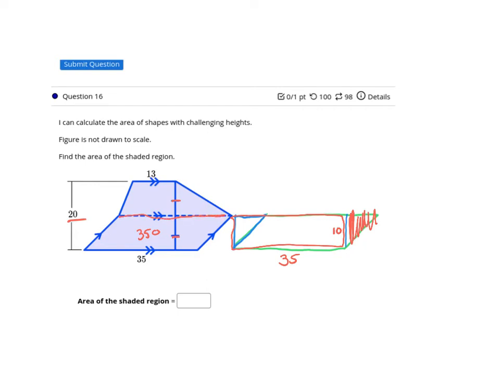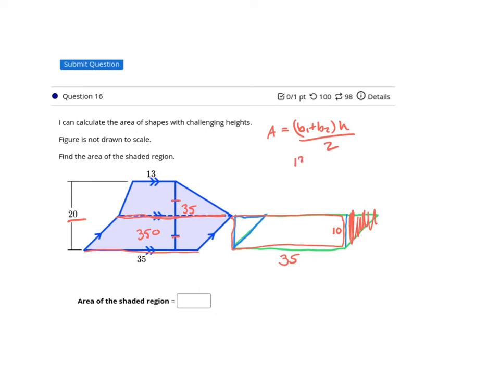Because the lines are parallel, this side is the same length as this side. So this side up here is 35 as well. So I'm just going to use the formula for the area of a trapezoid, which is base 1 plus base 2 times the height divided by 2. And again, you may not have seen that before, so you can just use that formula.